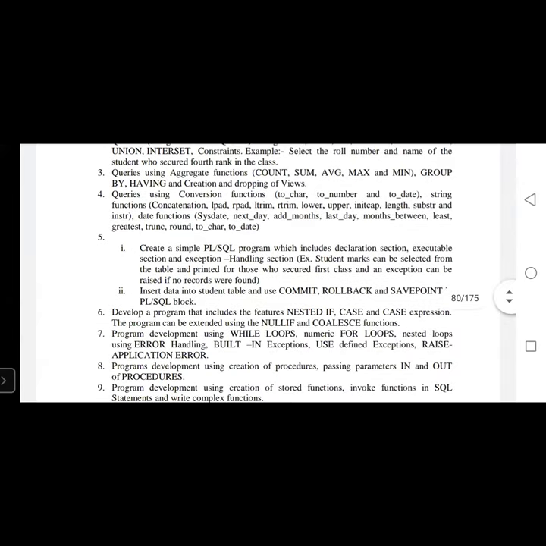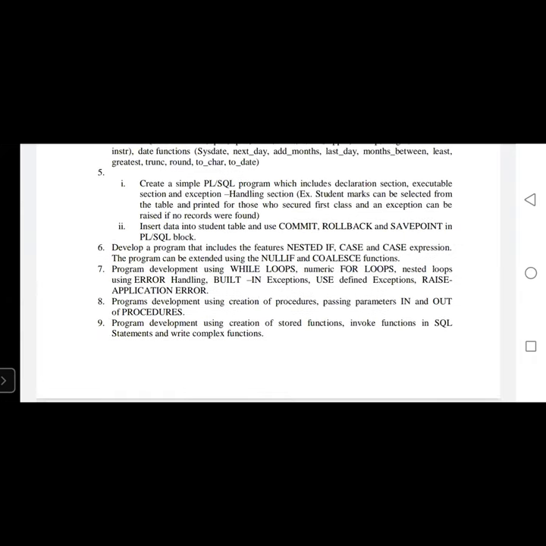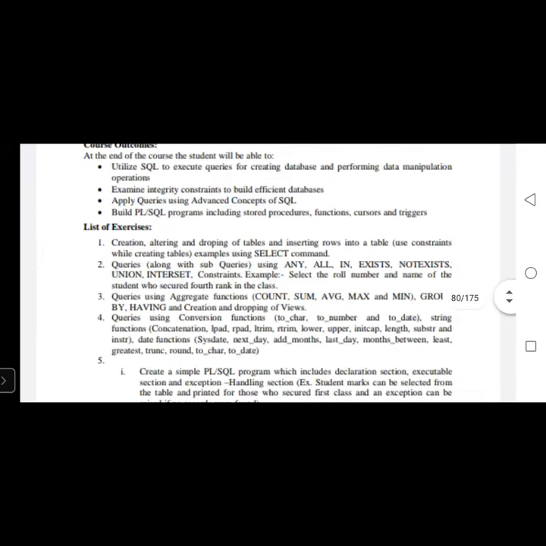Here we need to discuss the PL/SQL programs: how we are using loops, how we are raising errors, how we are using functions, how we are maintaining triggers. All these types of topics we have discussed in the lab session. I hope all of the members have understood what I'm saying up to now.